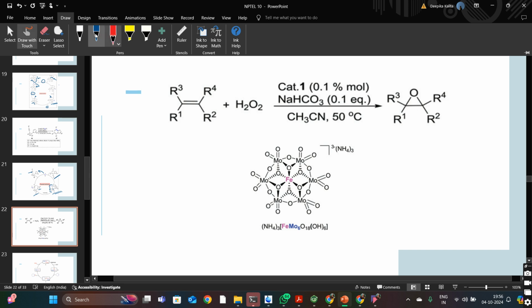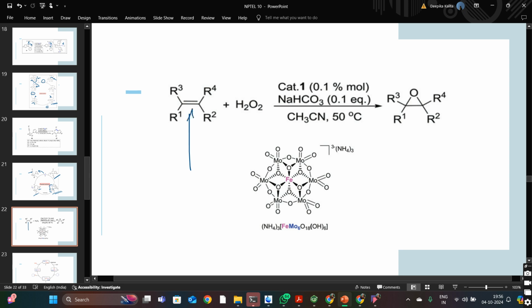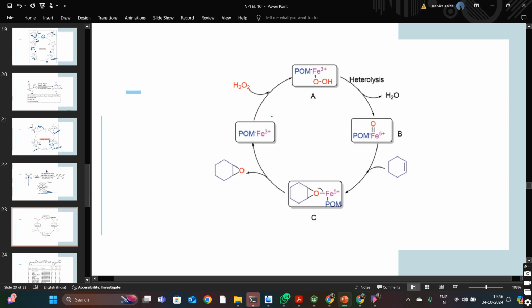Now let us move to a different kind of reaction, which is the epoxidation of a tetrasubstituted alkene using an iron catalyst. Okay, so 0.1 mole percent of catalyst is enough for this epoxidation reaction, and the reaction is also using hydrogen peroxide as a reagent. Okay, so let us see how this mechanism is taking place.